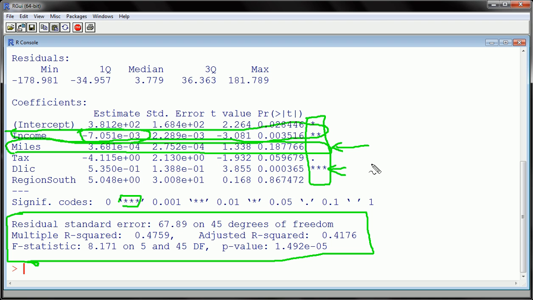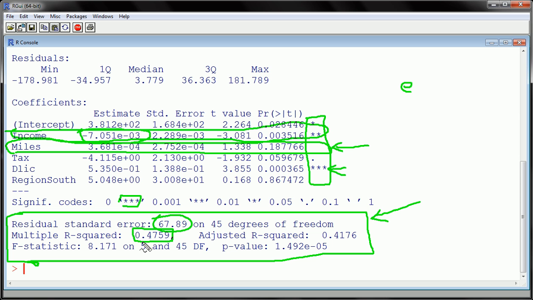This box down here, there's a couple things we could talk about. Here's the residual standard error. That's a measure of the average, sort of like an average distance of those e's that we talked about in simple linear regression. And R square here. So here's our multiple R square.